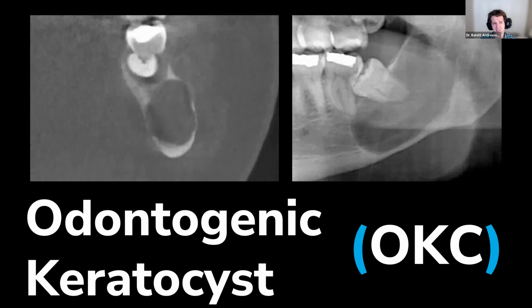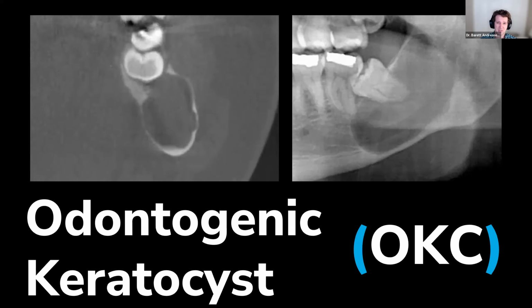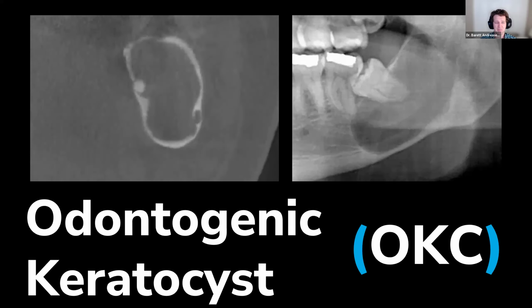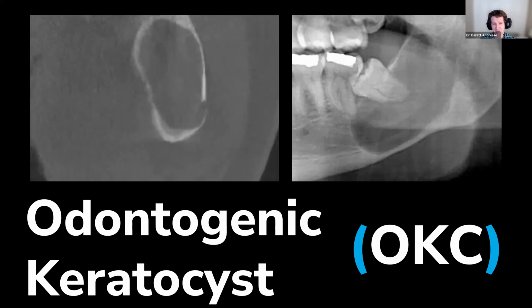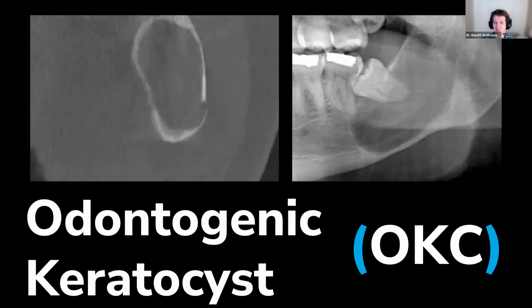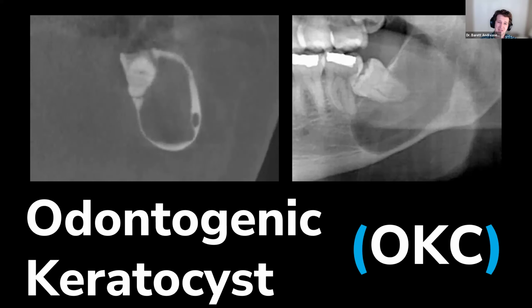Odontogenic keratocyst is another very common pathology within the mandible and maxilla, typically more found in the posterior region of the mandible, but really we see them anywhere and everywhere. Pathology never reads the textbook, which would make it so much easier, but these can really be found throughout the mandible, throughout the maxilla, anterior, posterior.